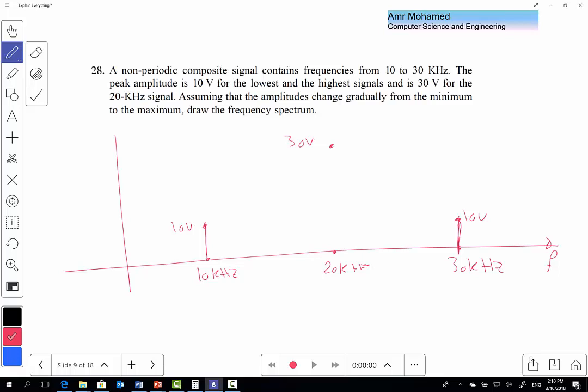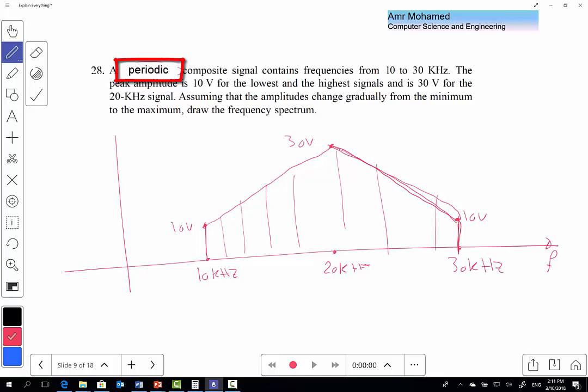So here again, similar to the exercise that we have done in class, I didn't tell you whether this gradual relationship is linear or non-linear or whatever. So if you do it this way, it's fine. So this is a continuous signal. If I change this word to periodic, then remember that this has to be a discrete signal. For this case, it's a continuous signal because it's non-periodic.